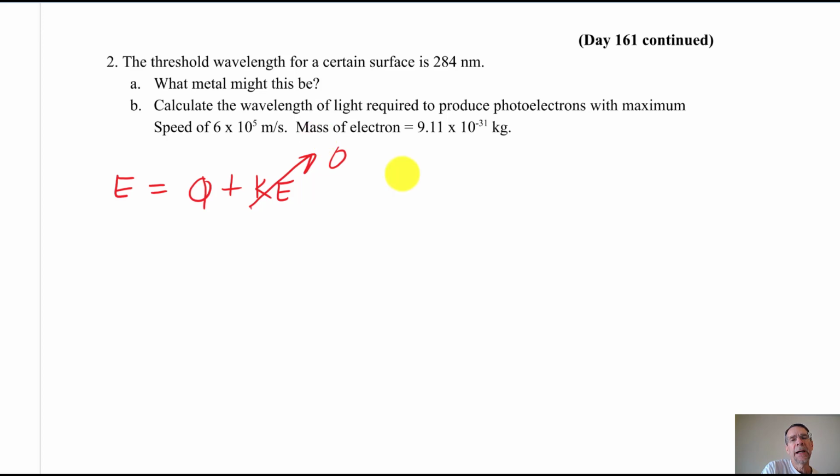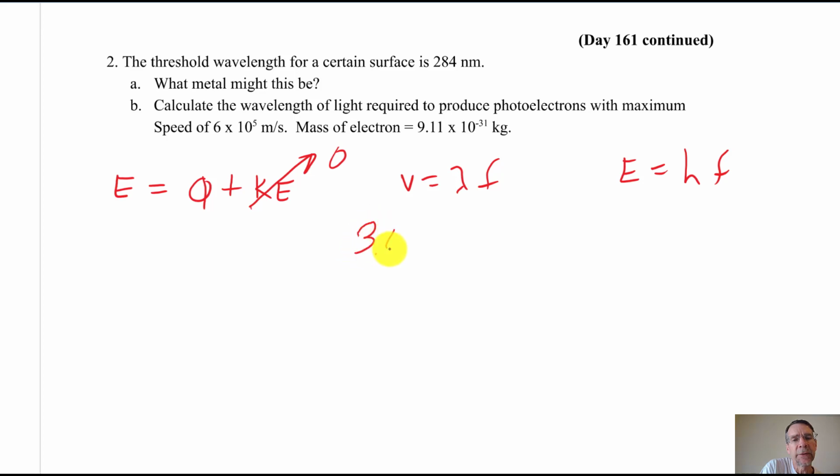Well, I need to use v equals lambda f and then E equals hf. Those are the three equations you're going to be using. The photoelectric effect equation over here on the left, then the standard v equals lambda f and E equals hf. Sometimes you do it in different orders, but in this case, we're going to start with v equals lambda f, because they gave me lambda here, the wavelength, and I know the speed of these particular photons.